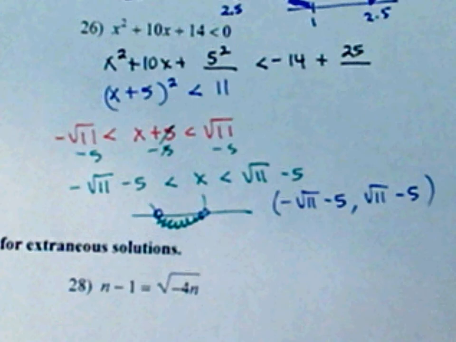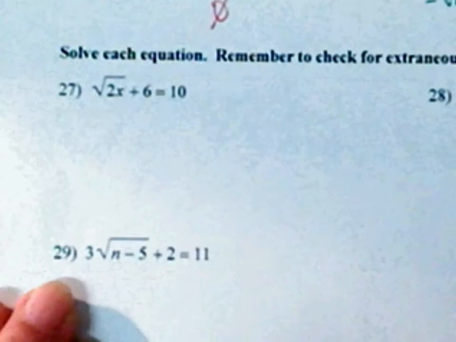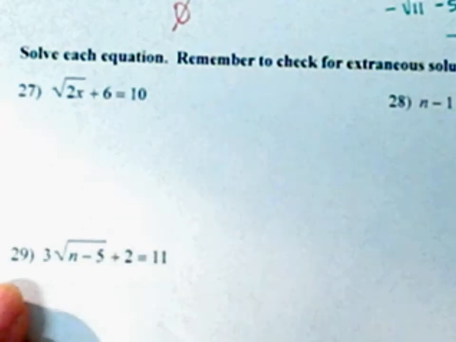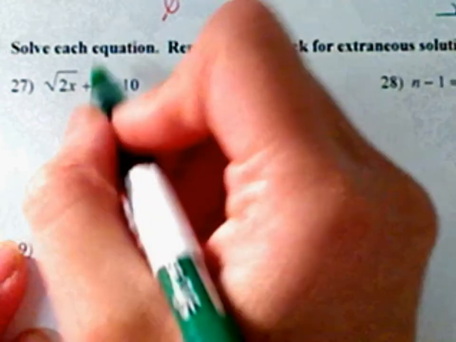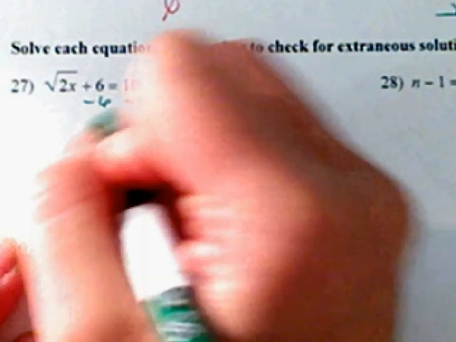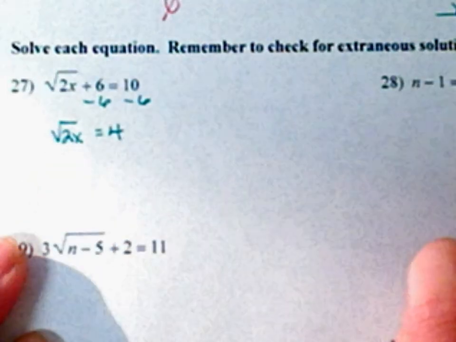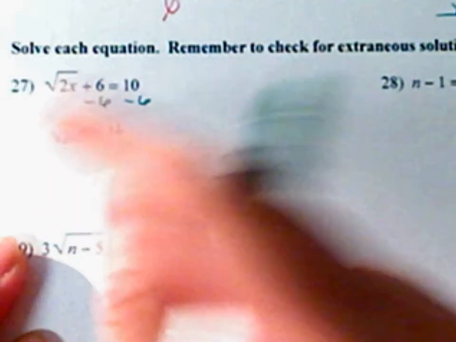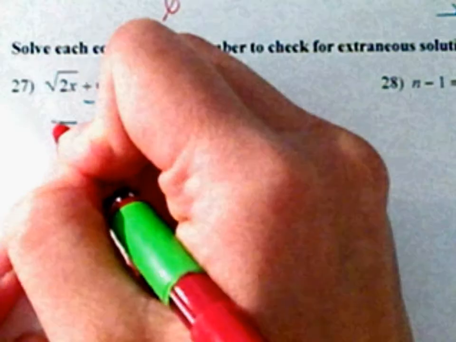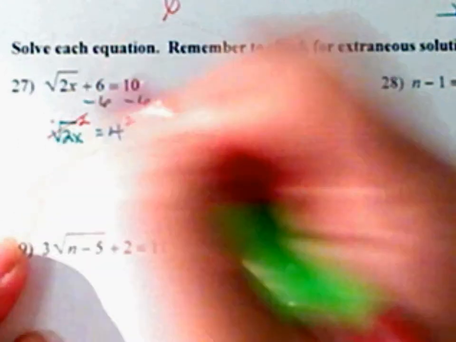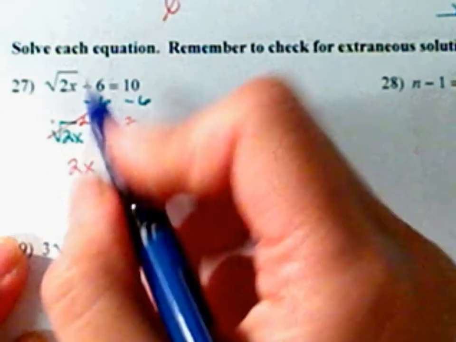All right, let's take a look at number 27. Okay? This time you're going to solve each equation. Remember to check for extraneous solution. All right, here we go. Subtract 6, square root of 2x is equal to 4. I'm solving for x, so how do you get rid of that square root? You square everything. And that goes away. So you got 2x is equal to 16. Divide by 2. X is equal to 8.